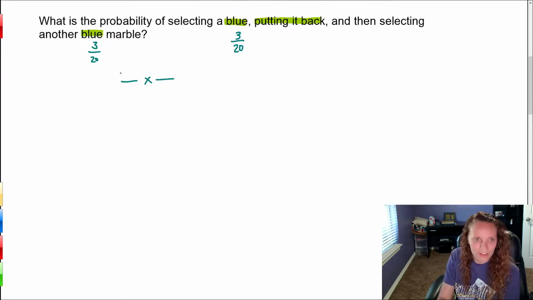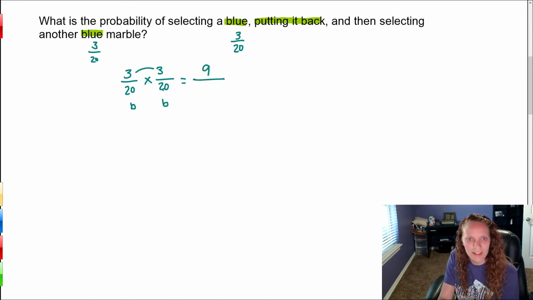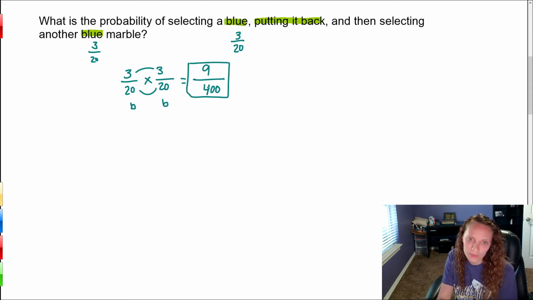Alright, let's plug in the numbers. So 3 over 20 for the first blue, and then 3 over 20 for the second blue. Remember, we multiply straight across, so 3 times 3 is 9. 20 times 20 is 400. And I do not believe that we can simplify this fraction. 9 is divisible by 3, but 3 won't go into 400. And it's also divisible by 9, and 9 does not go into 400 as well. So we're going to leave it as is.